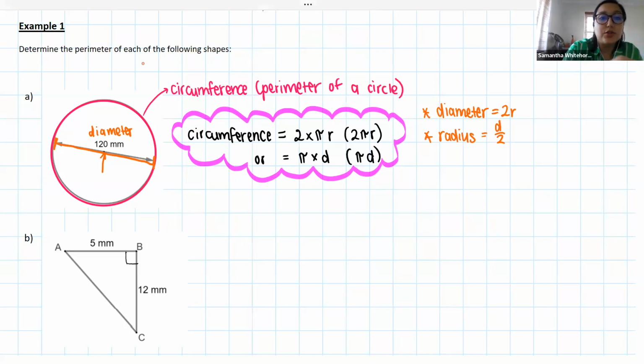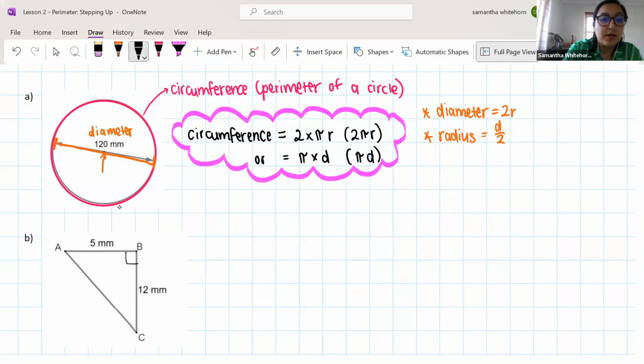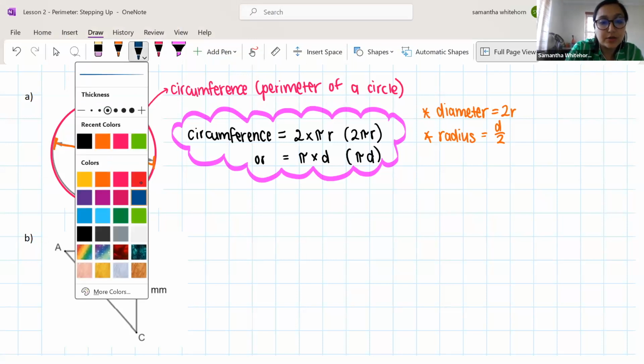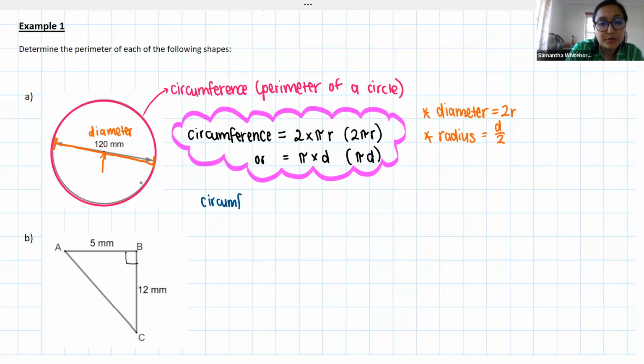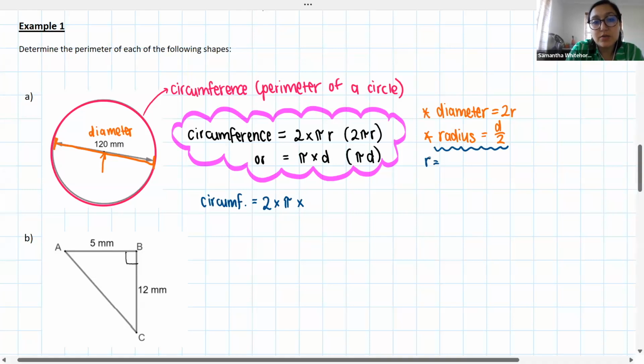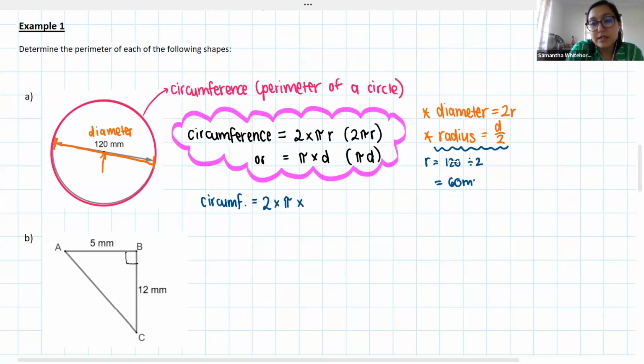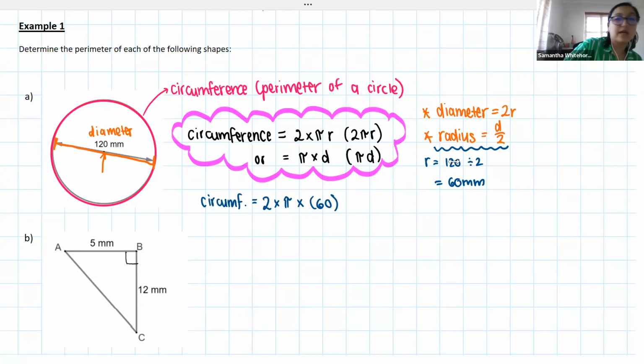Okay, so if we use the 2 pi r formula, we know that our circumference, which I'm going to abbreviate to circum, is equal to 2 times pi times my radius. Now remember, we just said that the radius is half the diameter. So in this case, my radius would be equal to 120 millimeters divided by 2. And so my radius here is 60 millimeters. So I would have 2 times pi times 60. On the chat, very nicely done.